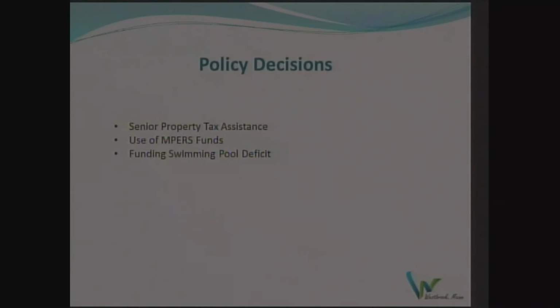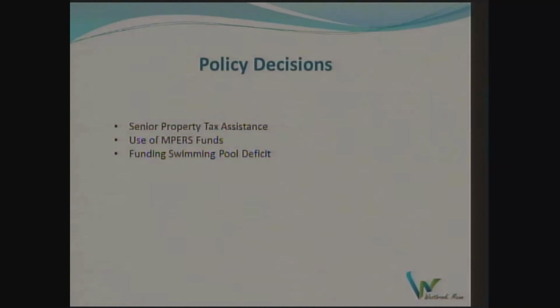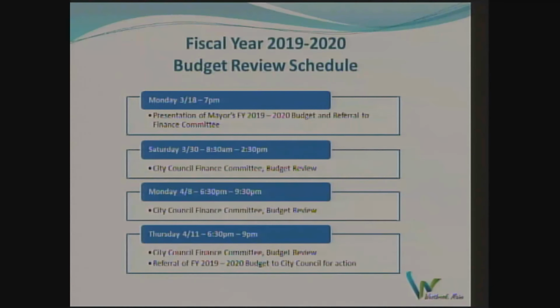We want to explore the possibility of perhaps looking at all programs under the jurisdiction of the Community Services Department and use that as the source to fund deficits, particularly in the swimming pool, as opposed to going back to the taxpayer in the general fund budget. But those are three policy discussions we're going to have in the course of our budget review process that can have impacts on the proposed budget itself.